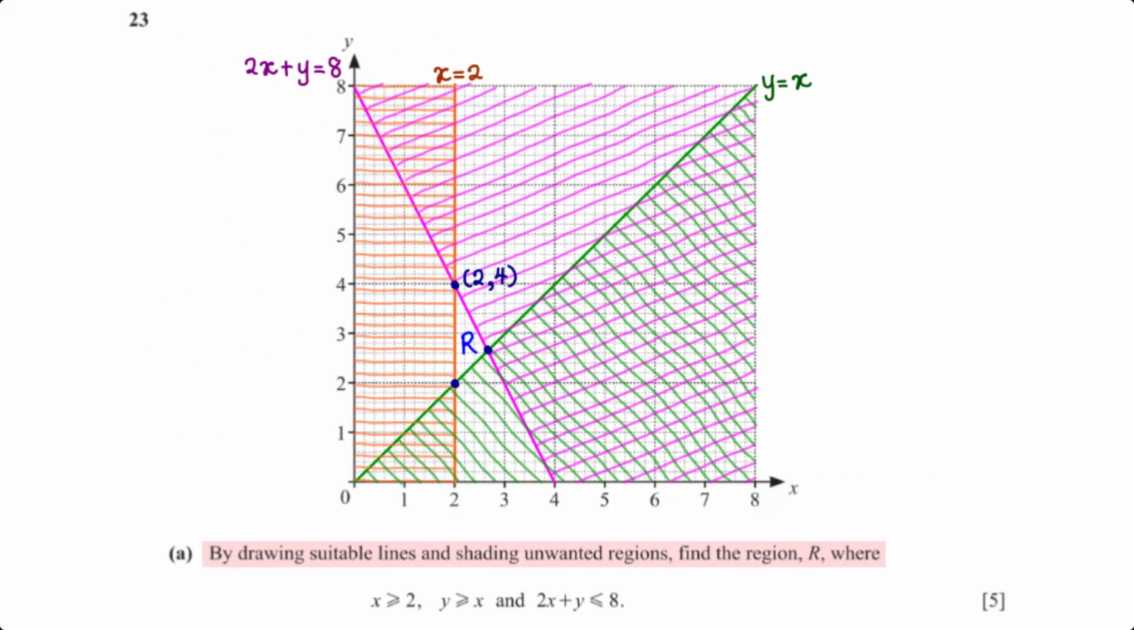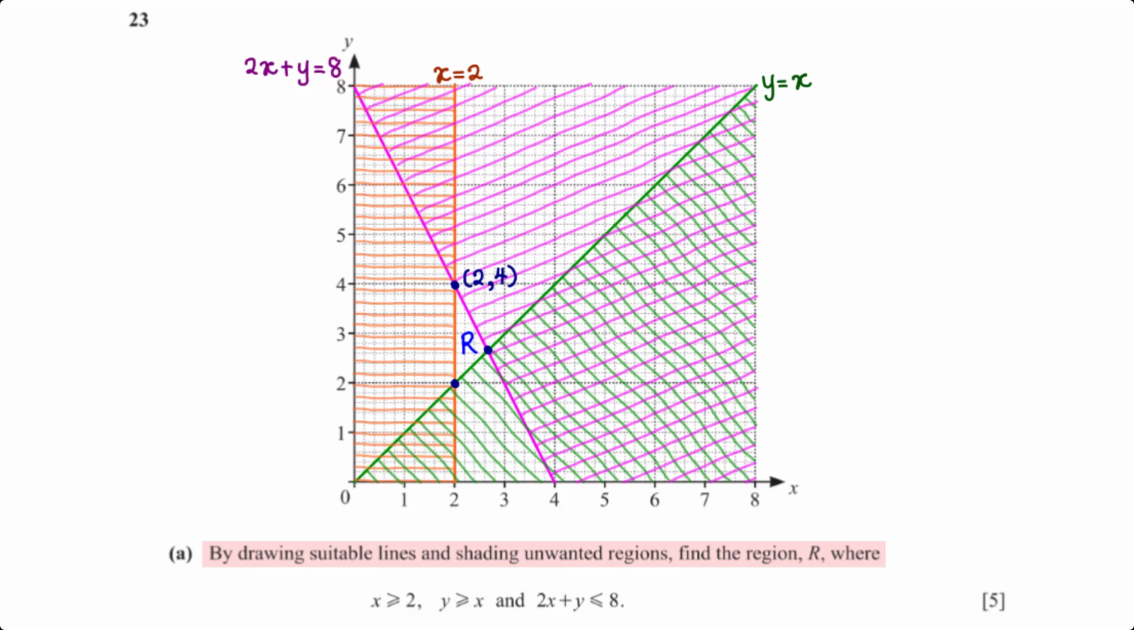By drawing suitable lines and shading unwanted regions, find the region R where x is greater than or equal to 2, y is greater than or equal to x, and 2x plus y is less than or equal to 8. For the first inequality, we need to draw the line x equals 2. Then for the second inequality, we draw the line y equals x. And for the final inequality, we draw 2x plus y equals 8.